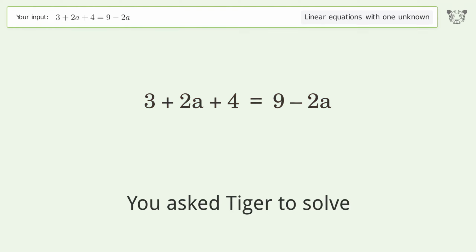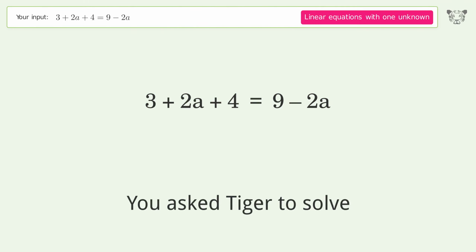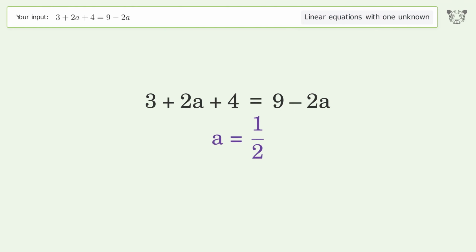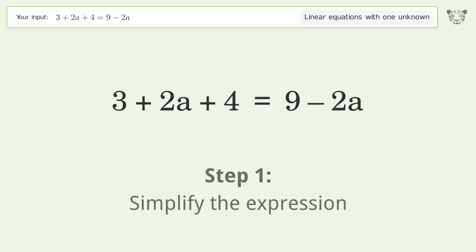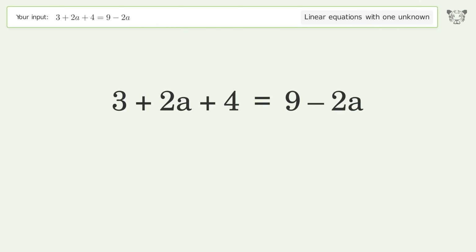You ask Tiger to solve. This deals with linear equations with one unknown. The final result is a equals 1 over 2. Let's solve it step by step. Simplify the expression. Group like terms.